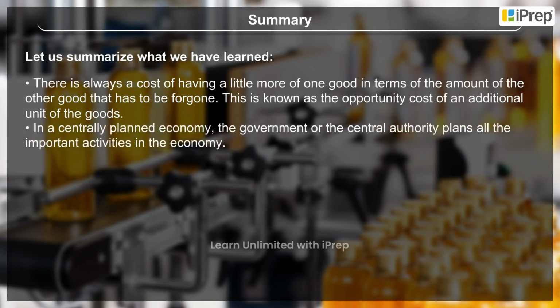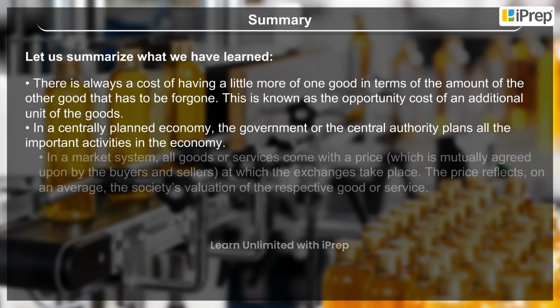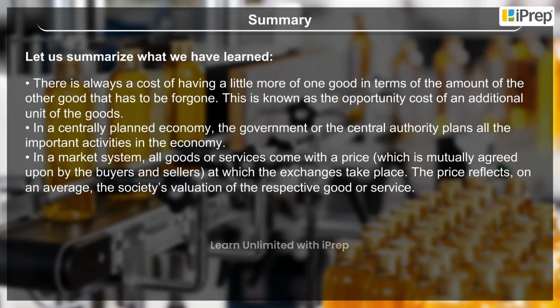In a centrally planned economy, the government or the central authority plans all the important activities in the economy. In a market system, all goods or services come with a price, which is mutually agreed upon by the buyers and sellers, at which the exchanges take place. The price reflects, on an average, the society's valuation of the respective good or service.